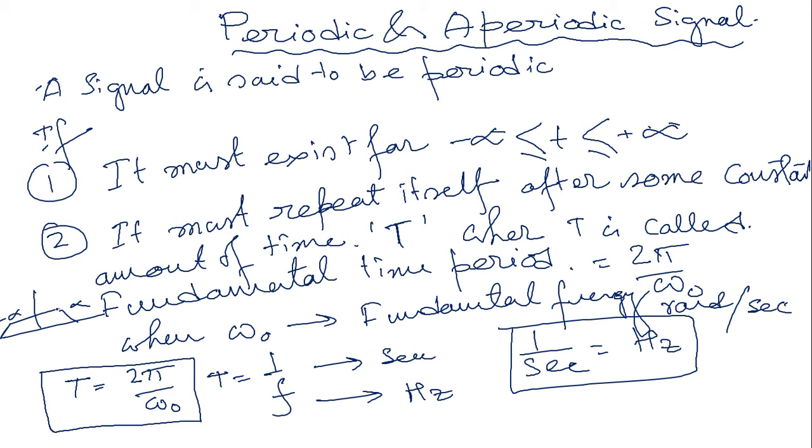So for these cases the signal must exist from minus infinity to infinity, so that we can say the signal is periodic. In the case of a signal which repeats itself, like a sine wave or cos wave, I am coming to discuss these things. The signal is repeating itself.